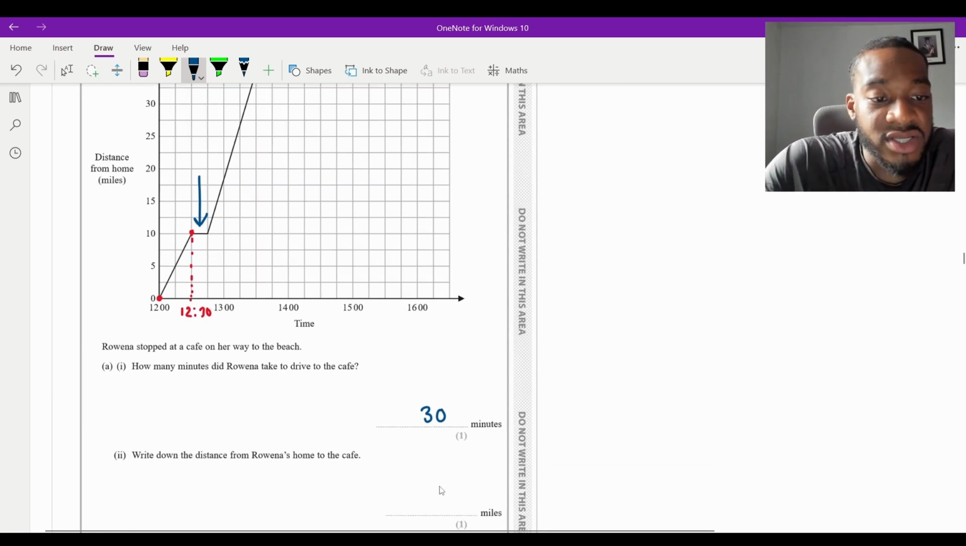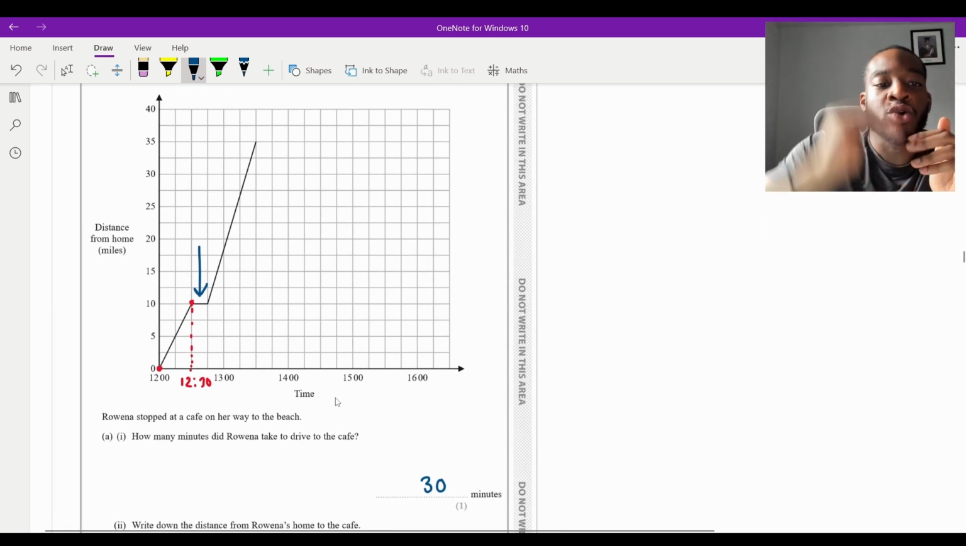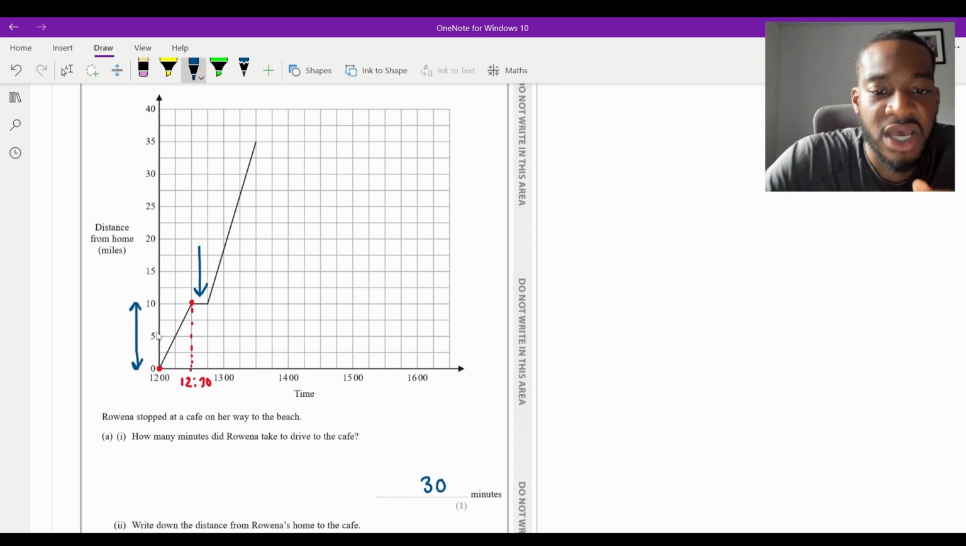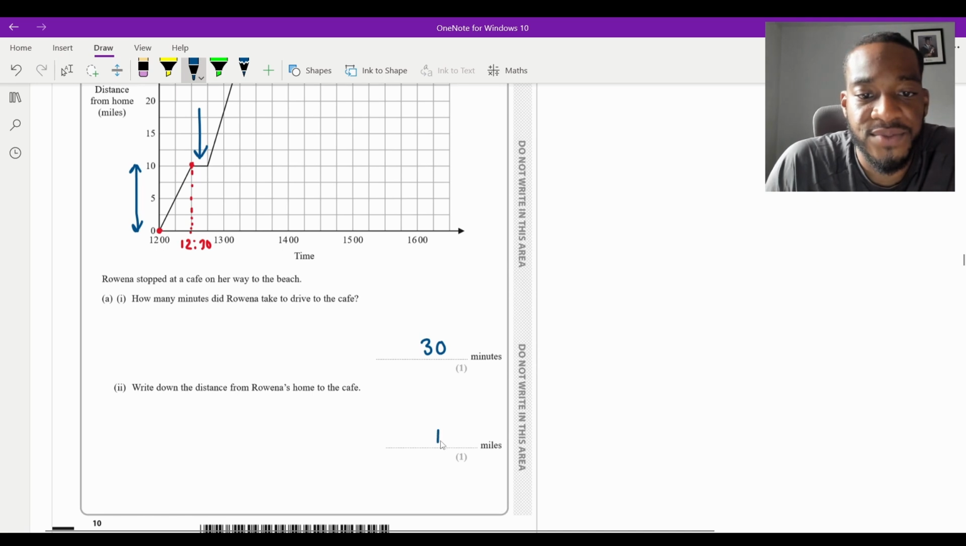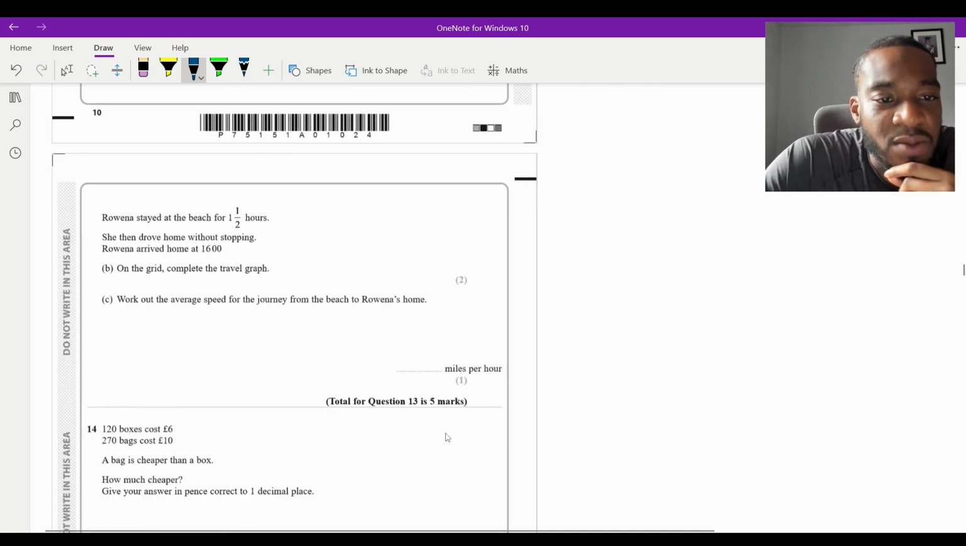Now that's done. Part double I says write down the distance from Rowena's home to the cafe. Now remember what I told you about distance time graphs. You look up it to see how far you've traveled. So if we're here at 12:30, then the distance is just going to be this one here, which goes up to 10. So therefore it's 10 miles. So I'm going to put 10 here. Now, the next part says Rowena stayed at the beach for 1.5 hours. She then drove home without stopping.